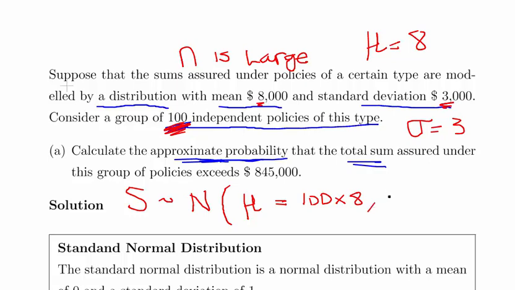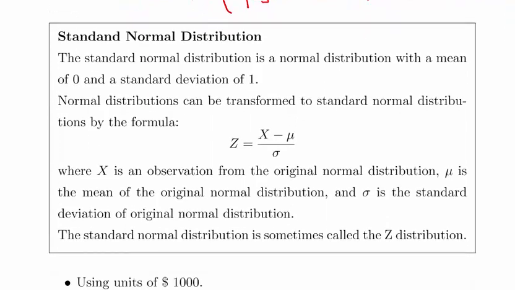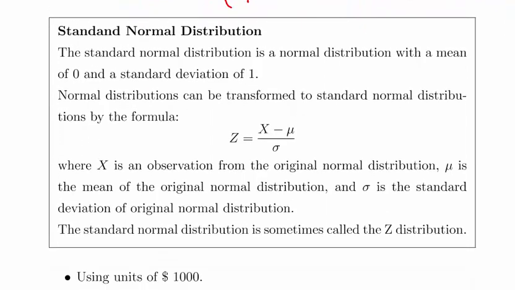And the variance of S is 100 times 9, which is 3 squared. So that's essentially using the central limit theorem, stating that assumption. Now, what we have here is a normal distribution question. Just a quick reminder about the standardization formula, the z-score: for some value x, we subtract the mean and divide by the standard deviation to find the z-score.